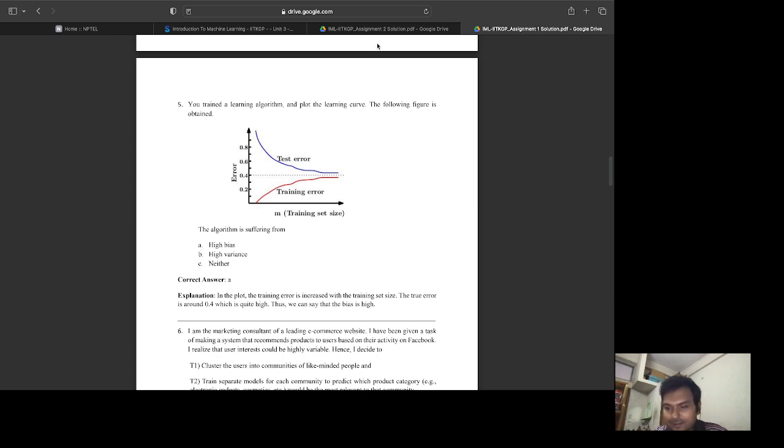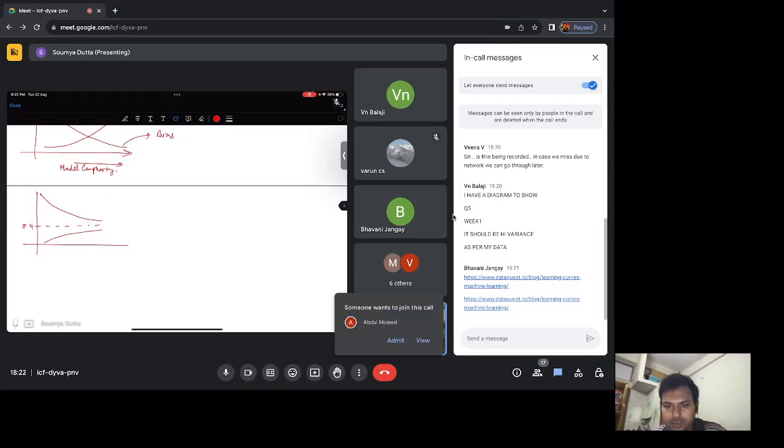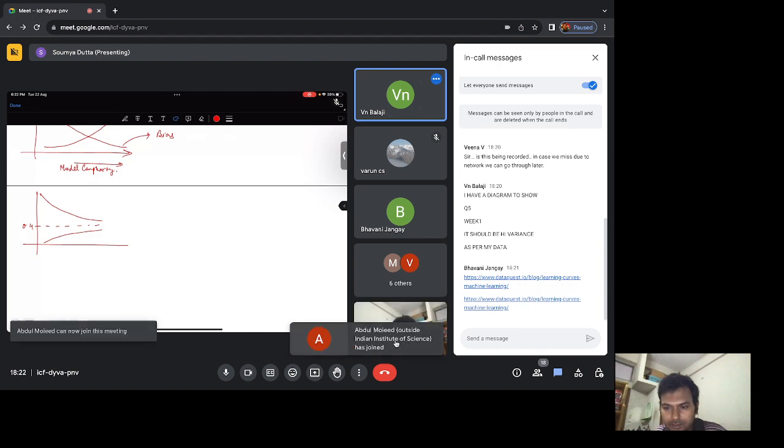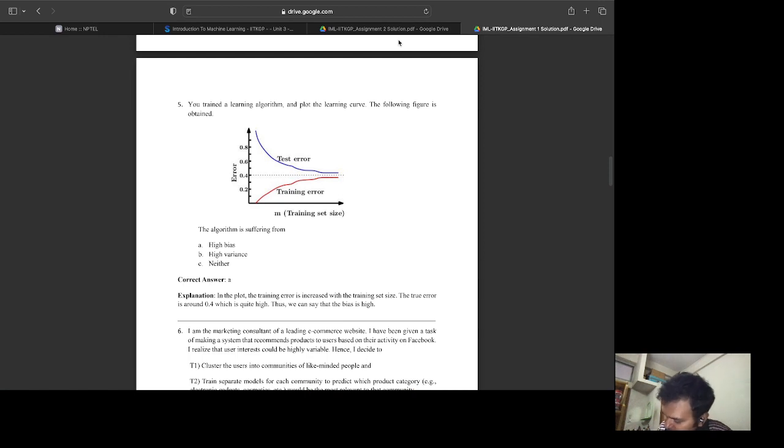what is happening is, I will draw this diagram here. Let me see if I can draw this diagram here. So this is test error, and this is training error, and this is the training set size. Just a minute, somebody is trying to join.